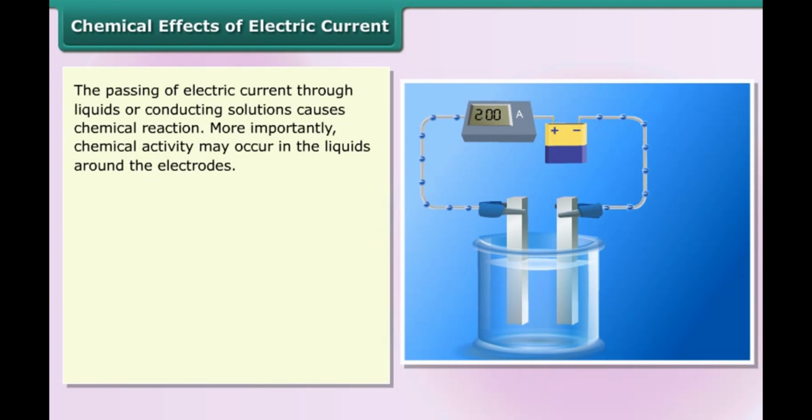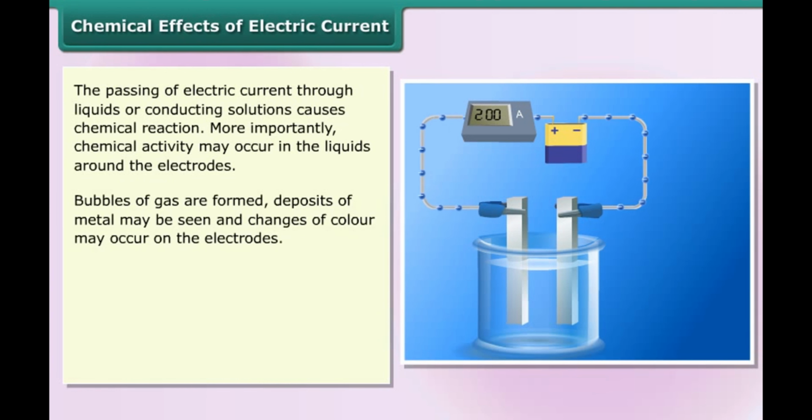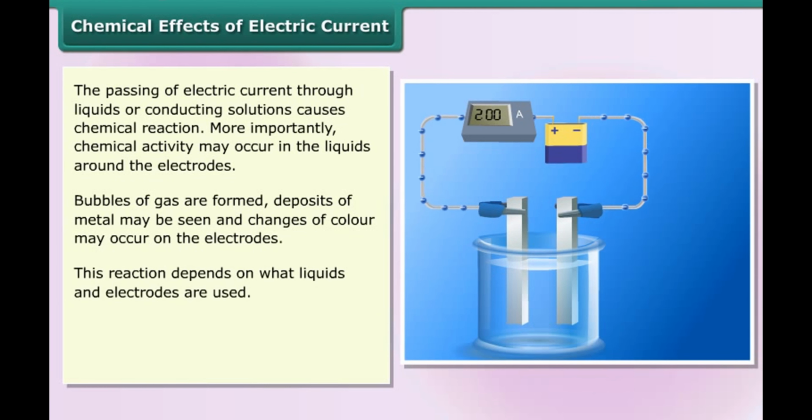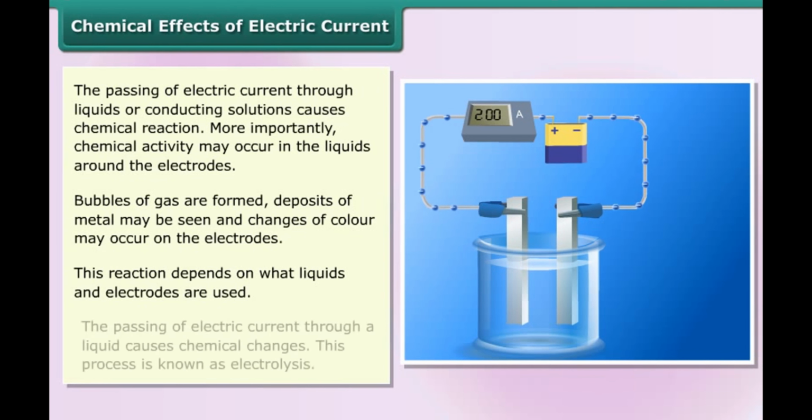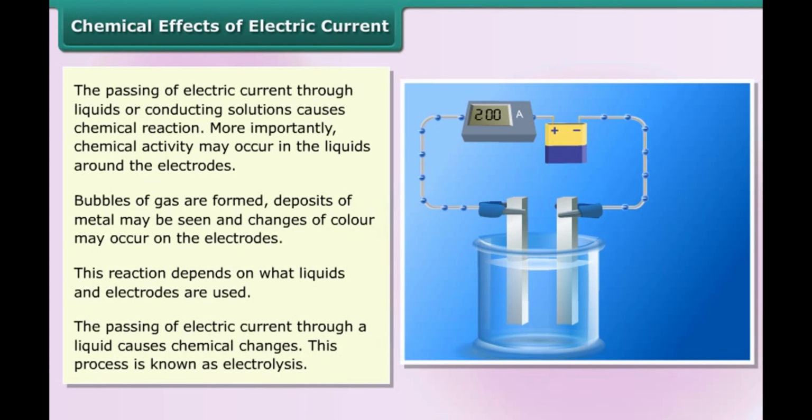The passing of electric current through liquids or conducting solutions causes chemical reactions. More importantly, chemical activity may occur in the liquids around the electrodes. Bubbles of gas are formed, deposits of metal may be seen, and changes of color may occur on the electrodes. This reaction depends on what liquids and electrodes are used. The passing of electric current through a liquid causes chemical changes. This process is known as electrolysis.